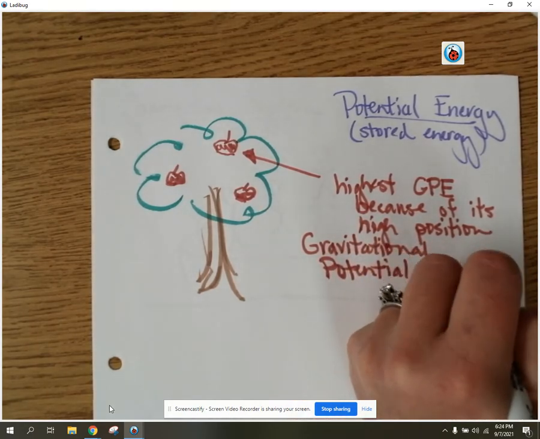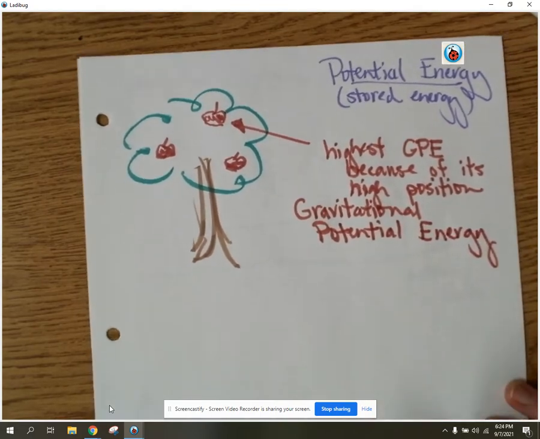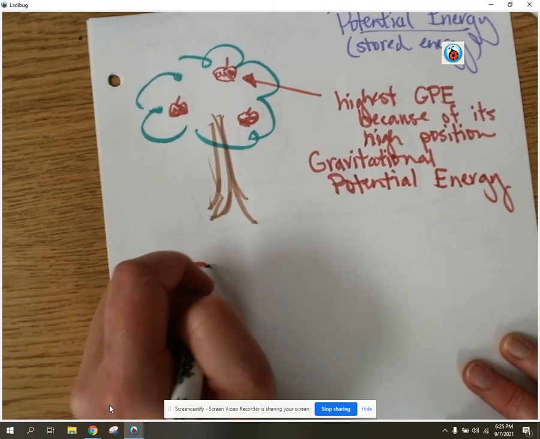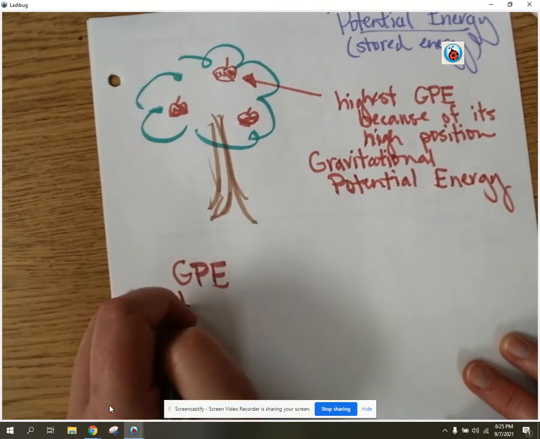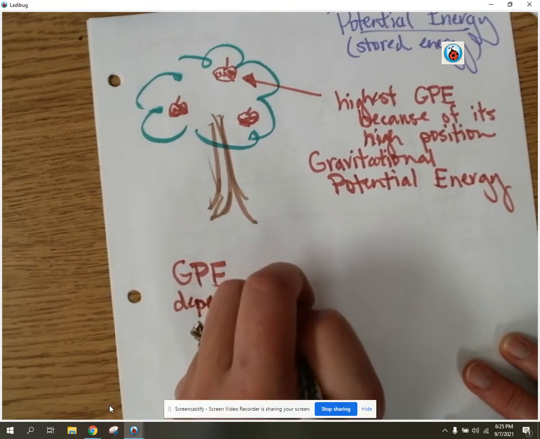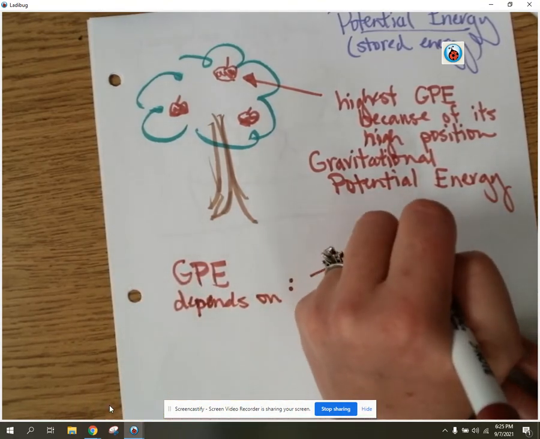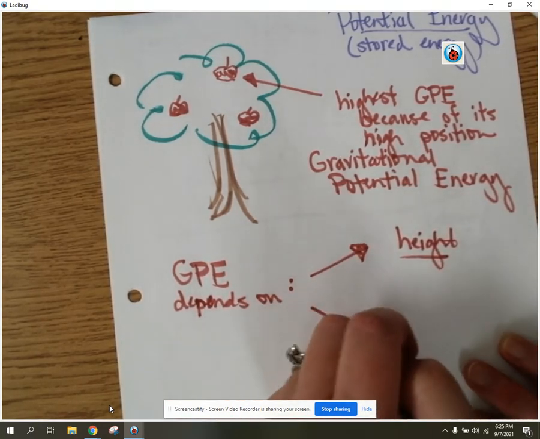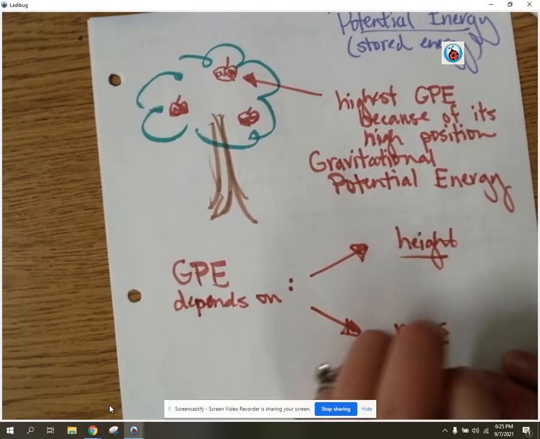Gravitational potential energy depends on two factors. So, GPE depends on the height of the object, right, which we just talked about, and also the mass of the object.